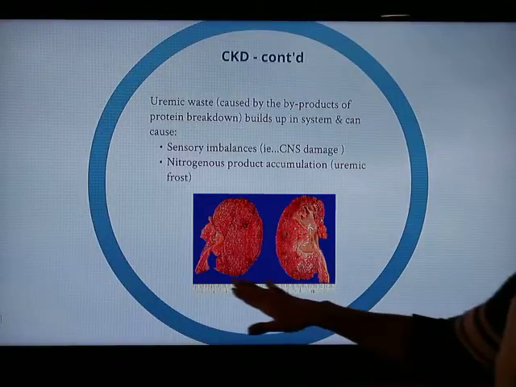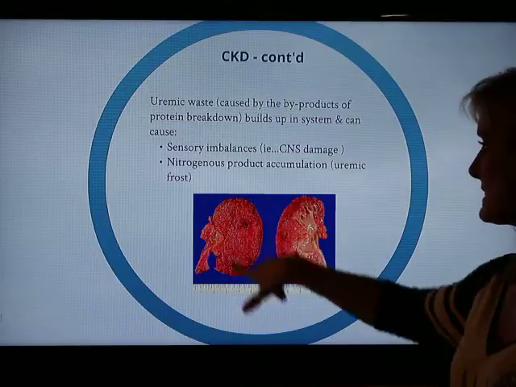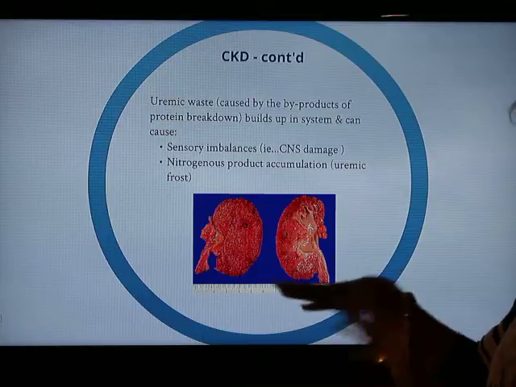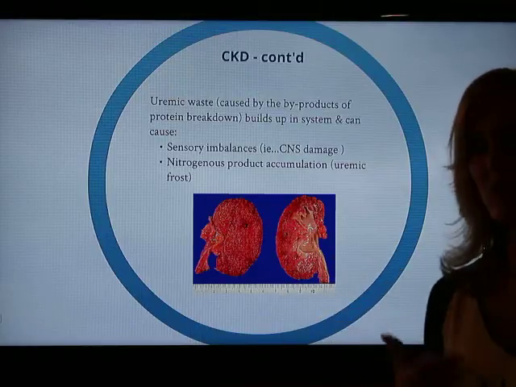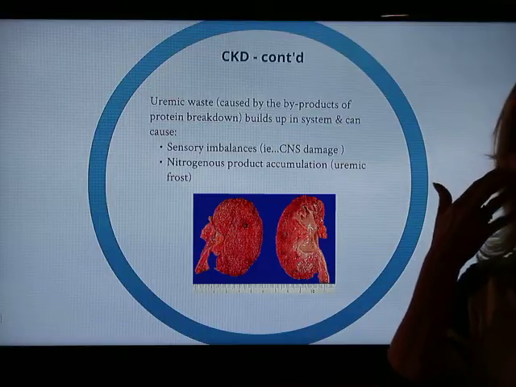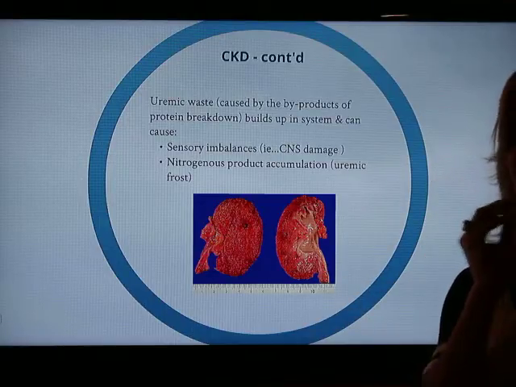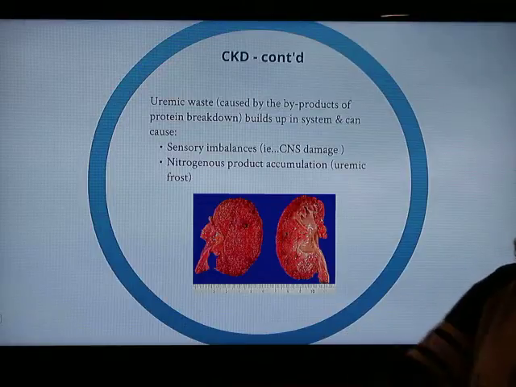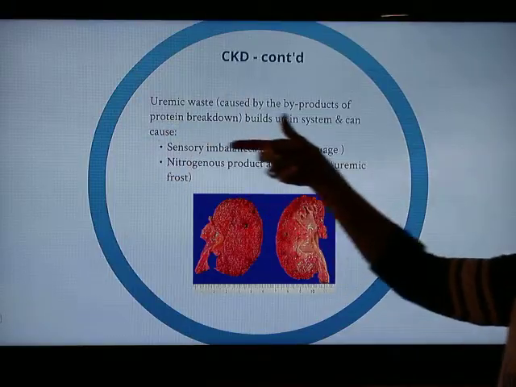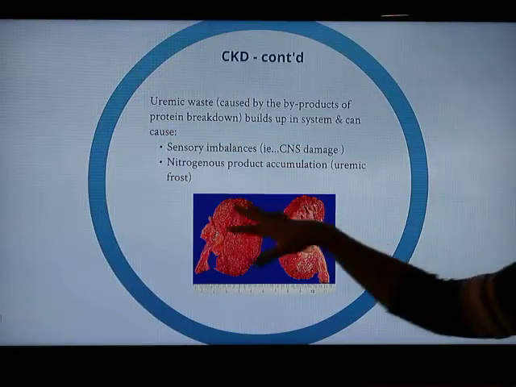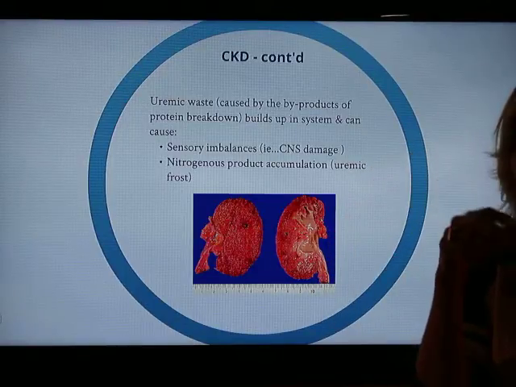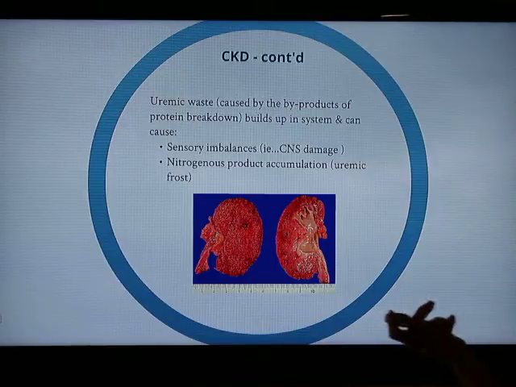So this is an example of chronic kidney disease, and you can see the kidneys just are not healthy looking kidneys at all. Uremic waste tends to increase in the bloodstream, and the patient can get uremic frost. It looks like they've got salt on their skin. They can get uremic pruritus where they're itching constantly. And again, that's because of the protein breakdown that leads to uremia. And then when that happens, it can also lead to sensory changes. They can get confused, lethargic, they can get some encephalopathies.